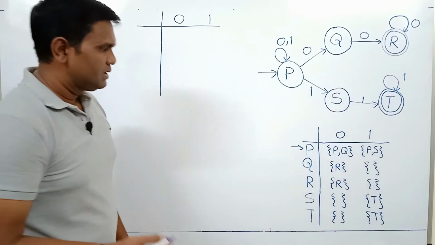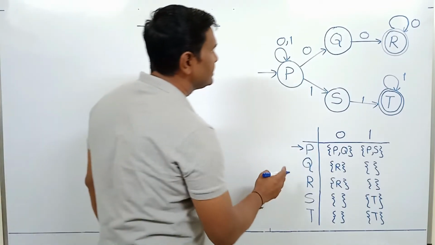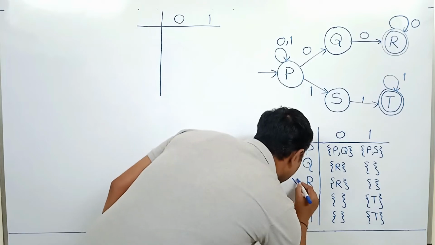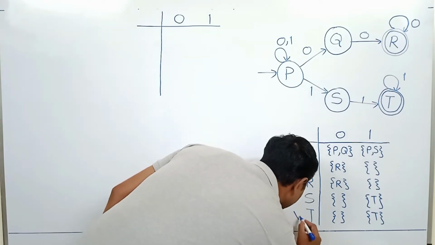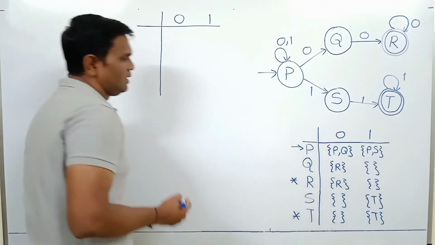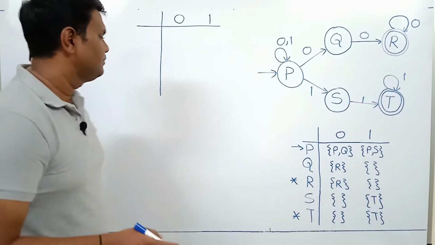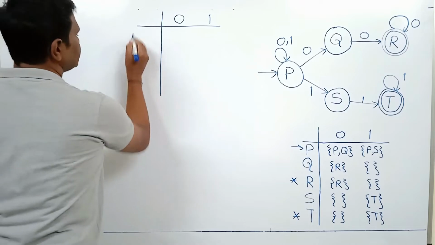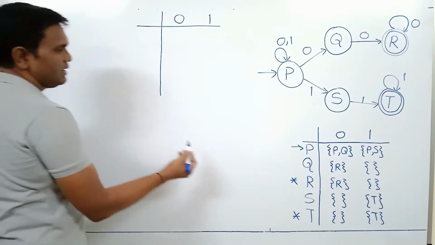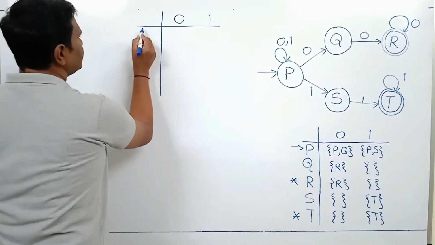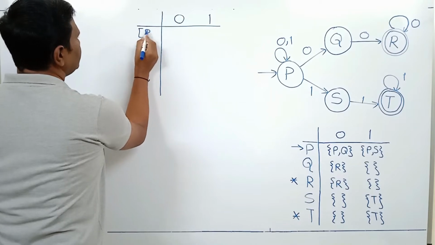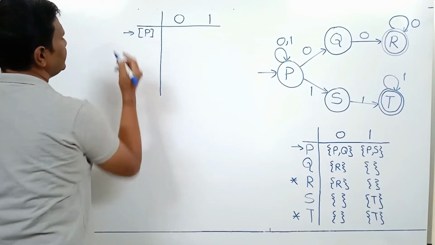Now in next step, here we have to mark final states. State R is final state, state T is final state. Now we will start writing transition table for the DFA. We have to start with initial state. Initial state in DFA is same as initial state in NFA. So we take state P as initial state.